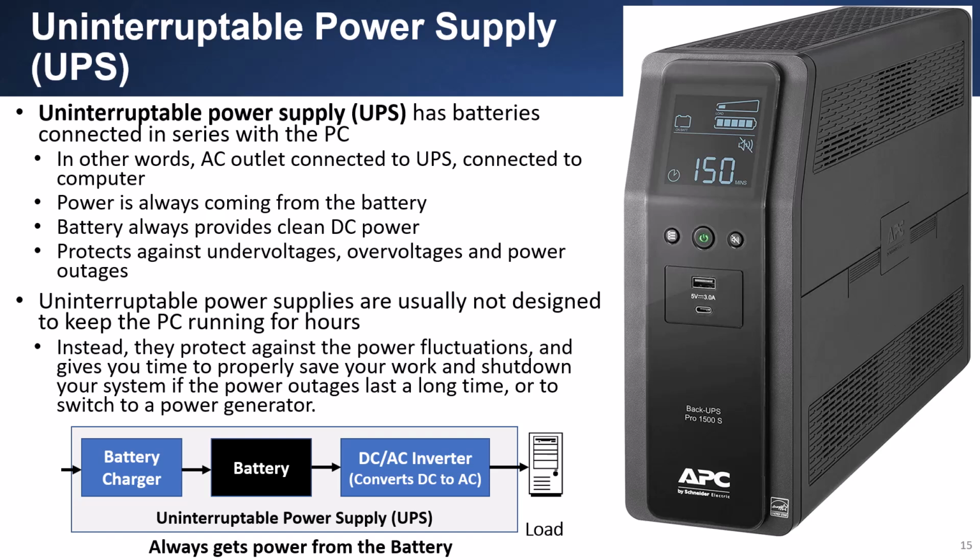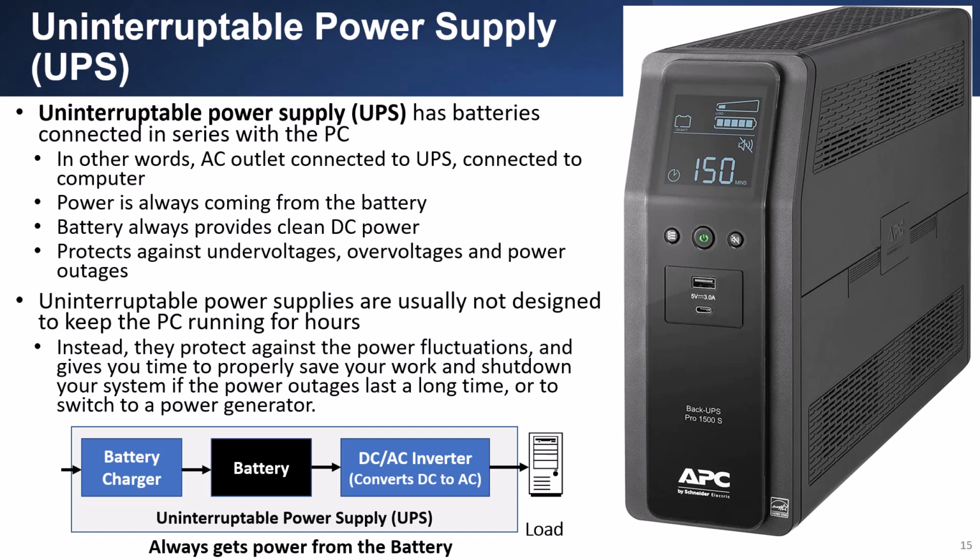Uninterruptible power supplies, or UPS, have batteries connected in series with the PC. In other words, AC outlet connected to the UPS connected to the computer. Power is always coming from the battery. Battery always provides clean DC power. It protects against undervoltages, overvoltages, and power outages.